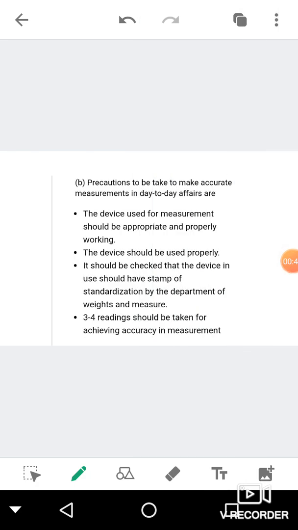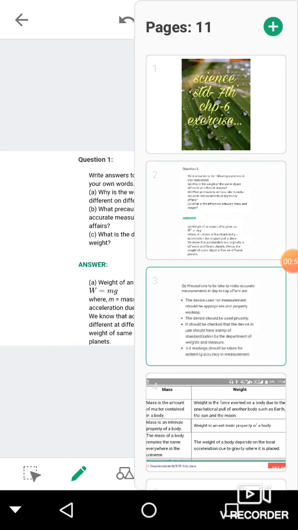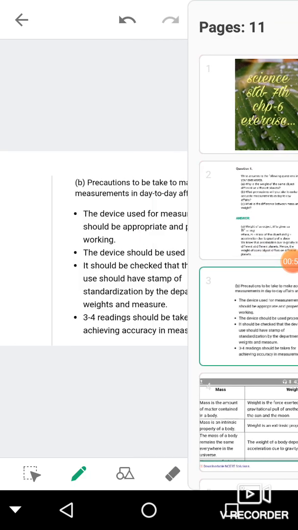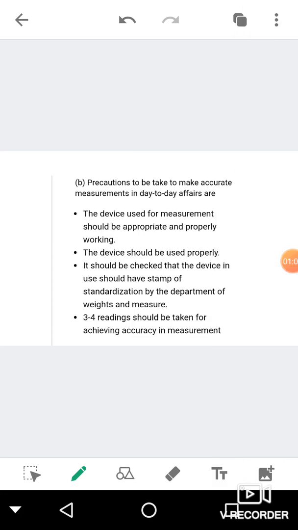Now B, the answer of B. What is the question of B here? What precautions will you take to make accurate measurements in day-to-day life? If you have to make accurate measurements, what precautions do you have to take? First you have to write the precautions to be taken to measure accurately in day-to-day affairs.